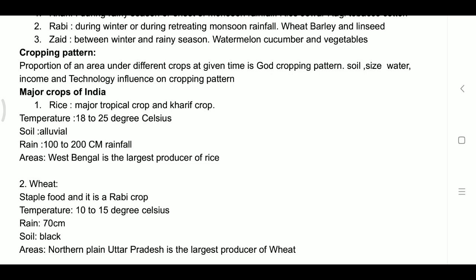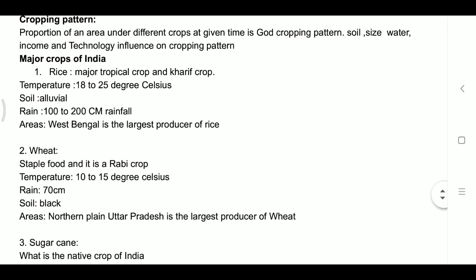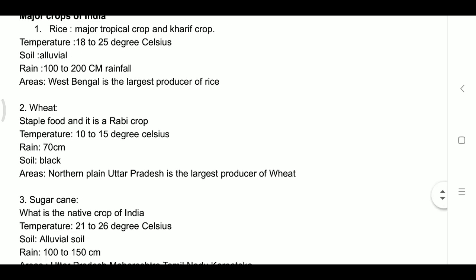Major crops in India. Here we focus on the climatic conditions required for the cultivation of particular crops. Rice. Rice is a kharif crop and tropical crop. Tropical temperature is required, more temperature is required for rice. Alluvial soil is best for this. More rainfall, more than 200 centimeter. West Bengal is the largest producer of rice.